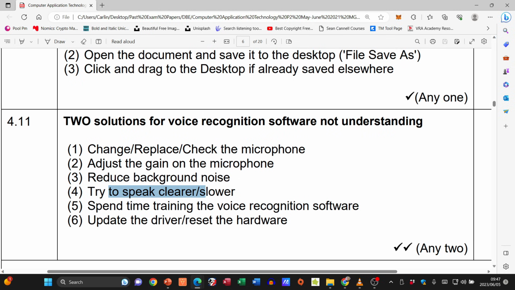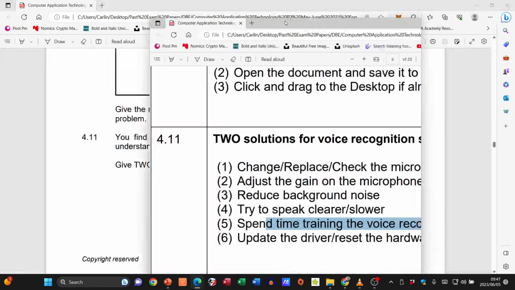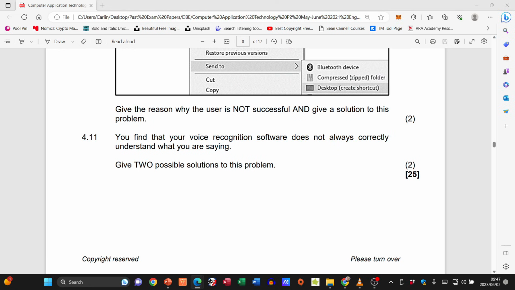Try to speak clearer or slower. And here's probably the biggest one. Spend some time training the voice recognition software. The voice recognition software has to get used to the way you speak and the way you pronounce words and phrases in order to recognize what you are saying. Okay, so that is vitally important. I would just say something like try to speak clearer, spend some time training the voice recognition software, and that'll give me my 2 marks. And that's question 4 of section B.